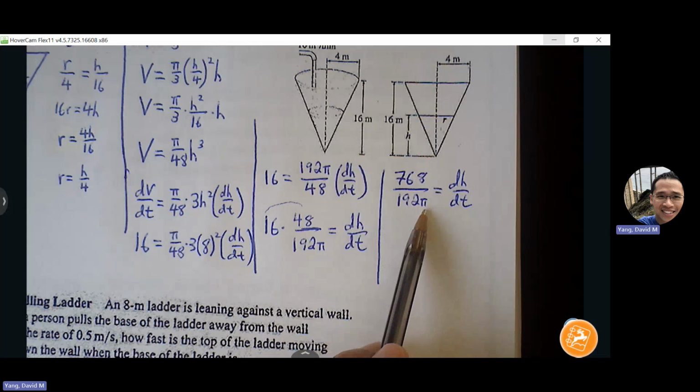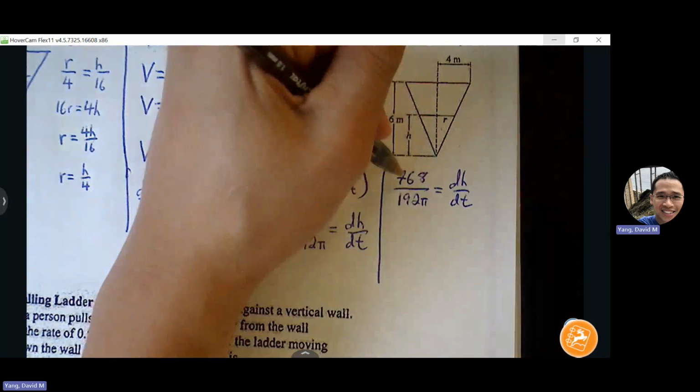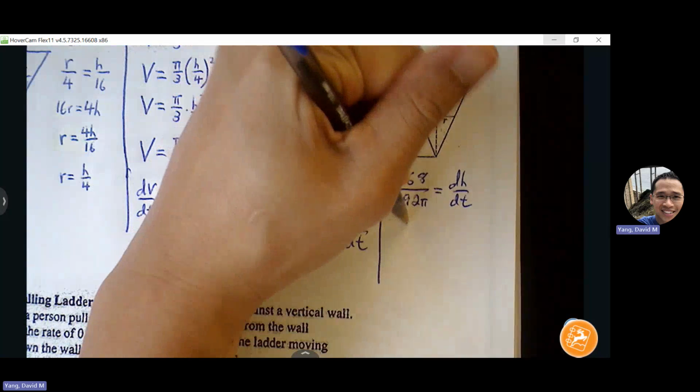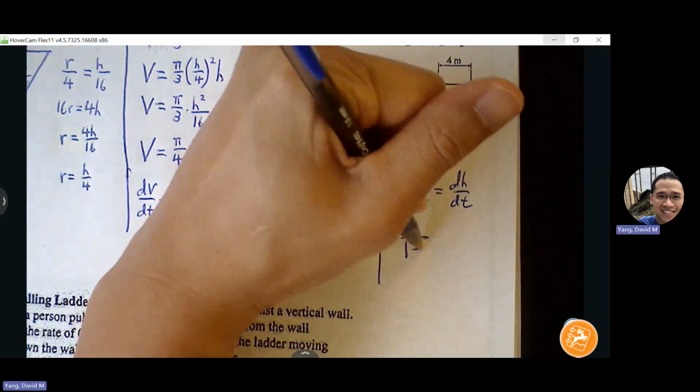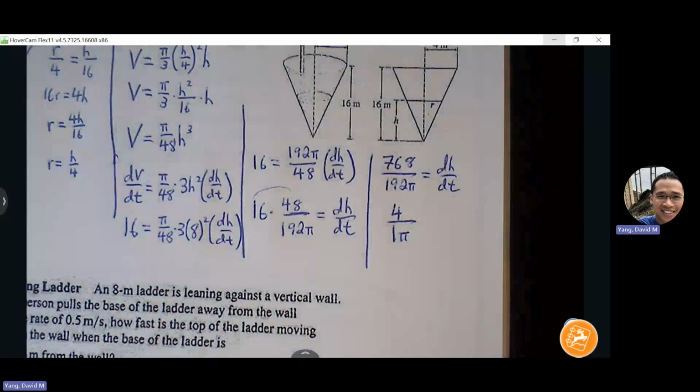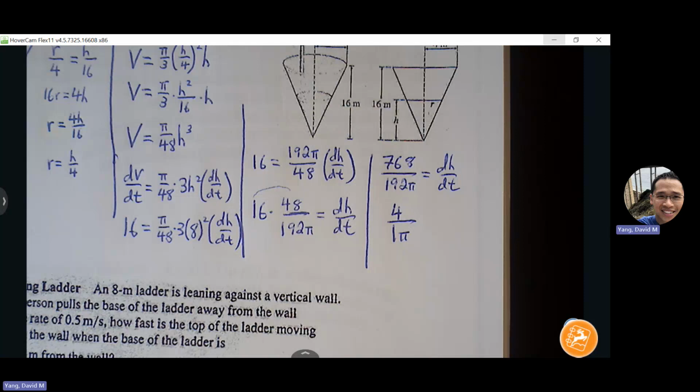Pi's not going anywhere, right? What do you think about it this way? 768 divided by 192 is 4, but how about 4 over 1? And then that pi is still there. So yeah, it feels like, oh, all the denominator is gone, so the pi should come up with it, but the pi is still down there.